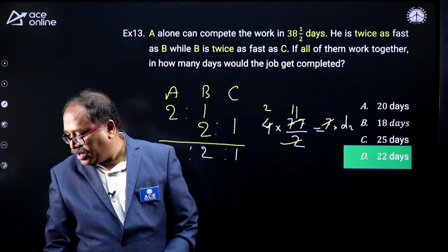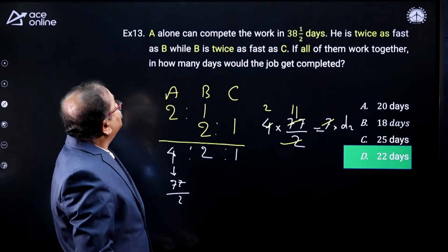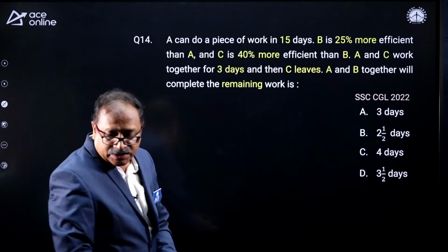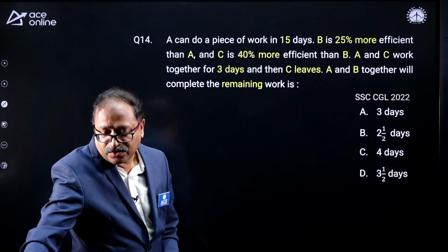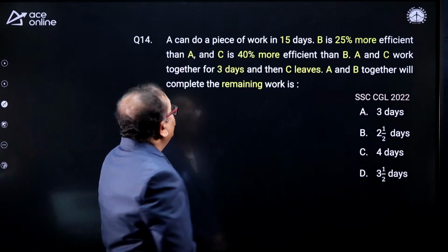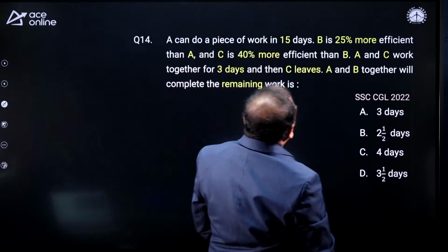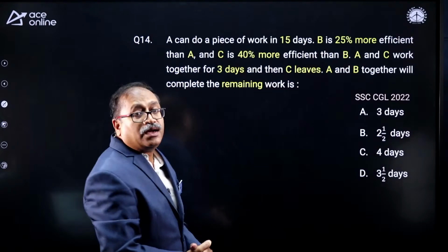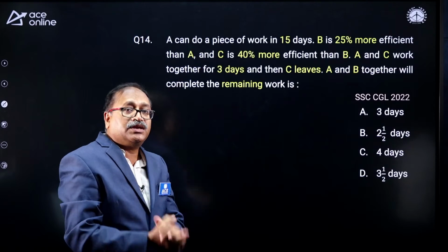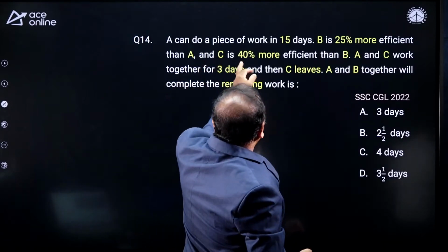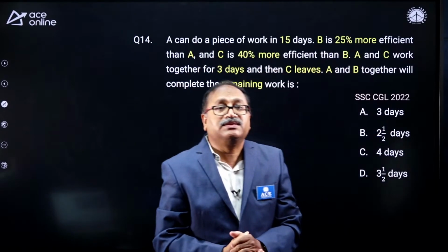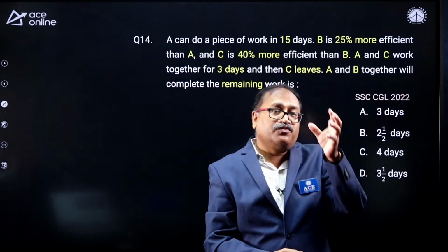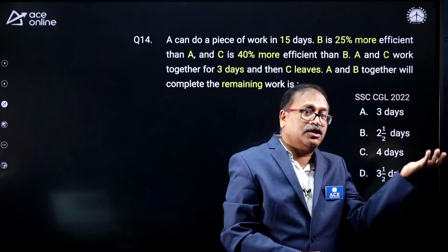Now, one last question, as time is over, but still allow me to take one question. What is this question? A can do a piece of work in 15 days and B is 25% more efficient than A. So we know the efficiency ratio of A and B, and C is 40% more efficient than B. So we know the efficiency ratio of A, B and C, all the three.